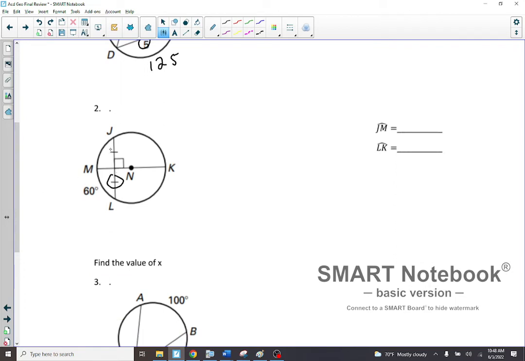Next one, because these two match, just like in the previous one, if this ML is 60, MJ is also 60. Now KL will also match with JK. So you can see this is a half circle.